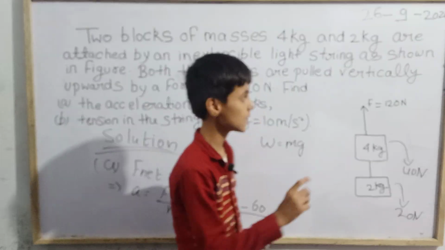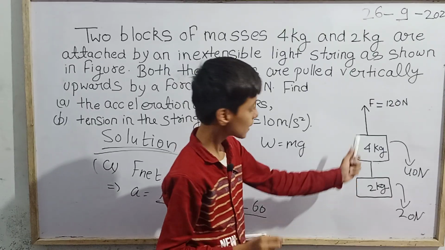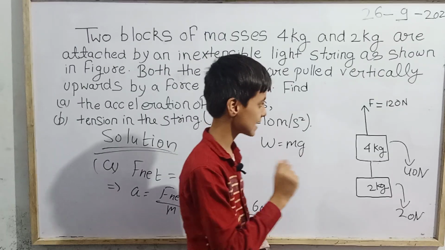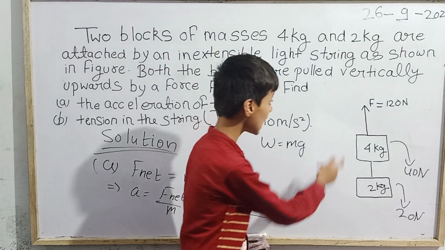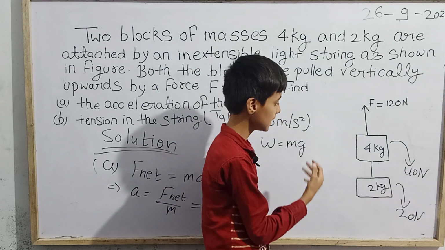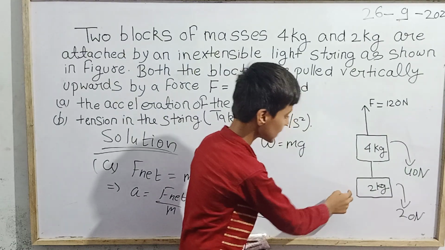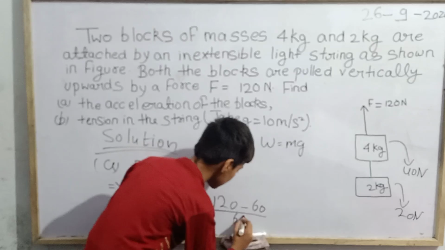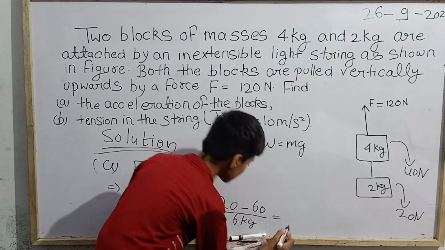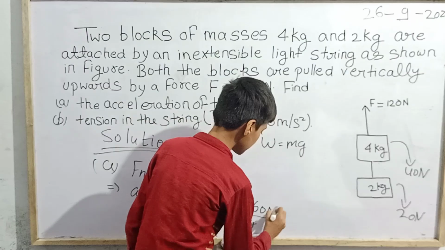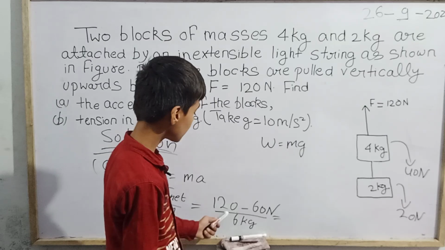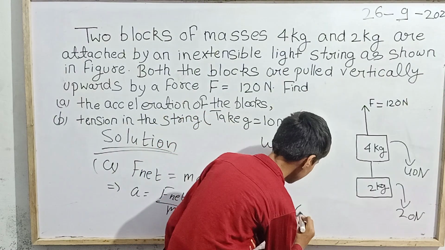Here it has been given that the string is light. String is light means it is nearly massless, so this mass will be left out. Now what masses do we have? One this and one this. 4 kg plus 2 kg is 6 kg. Now 120 minus 60 newtons is 60 newtons.